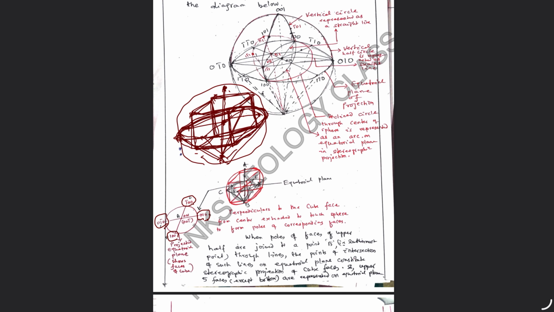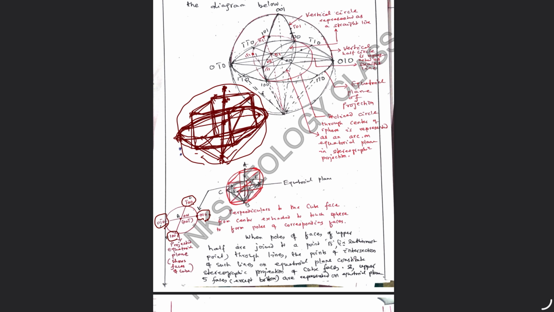the faces of the vertical faces which are parallel to the north-south pole. They occur here in the periphery, and the vertical face and the horizontal face, whose pole is occurring just vertically above the south pole, if that is joined to the south pole, it will pass to the center.